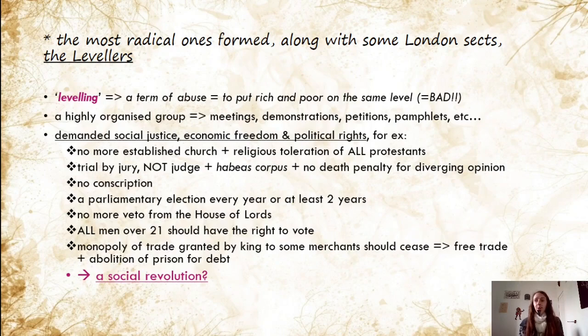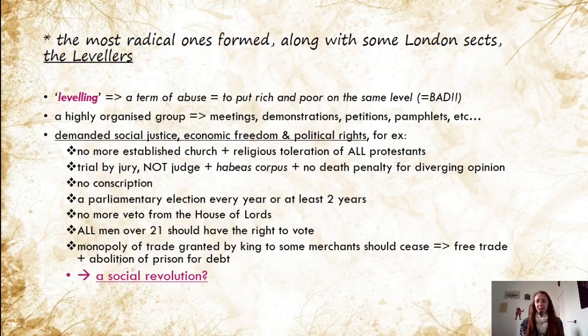For example, no more established church, religious toleration of all Protestants, trial by jury, not by judge, a jury of your peers, habeas corpus, no death penalty for diverging opinion, no conscription, a parliamentary election every year, or at least every 2 years, no more veto for the House of Lords, and all men over 21, according to the Levellers, should have the right to vote. The monopoly of trade granted by the king to some merchants should cede so that there would be free trade, and the abolition of prison for debt.